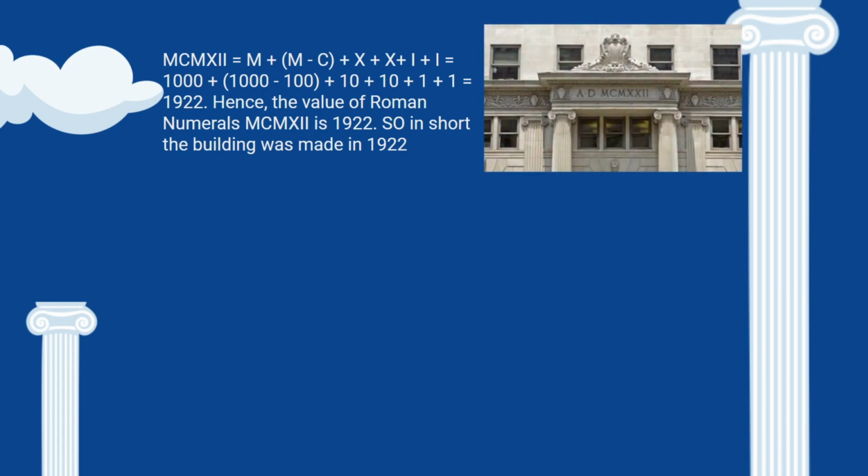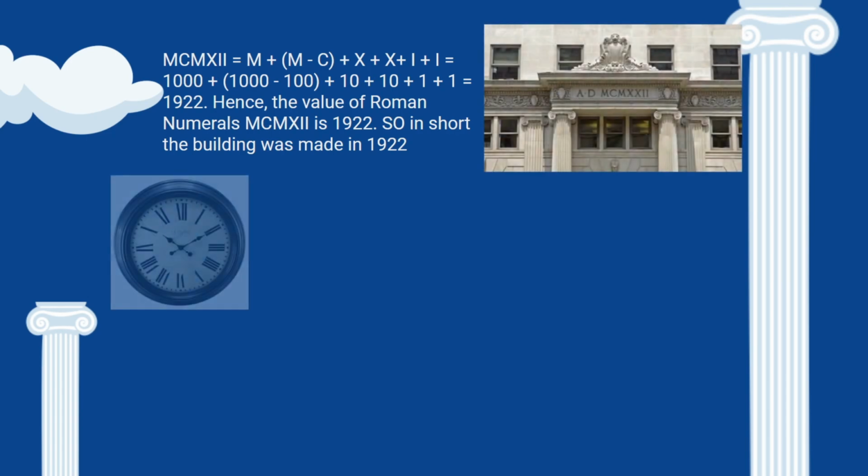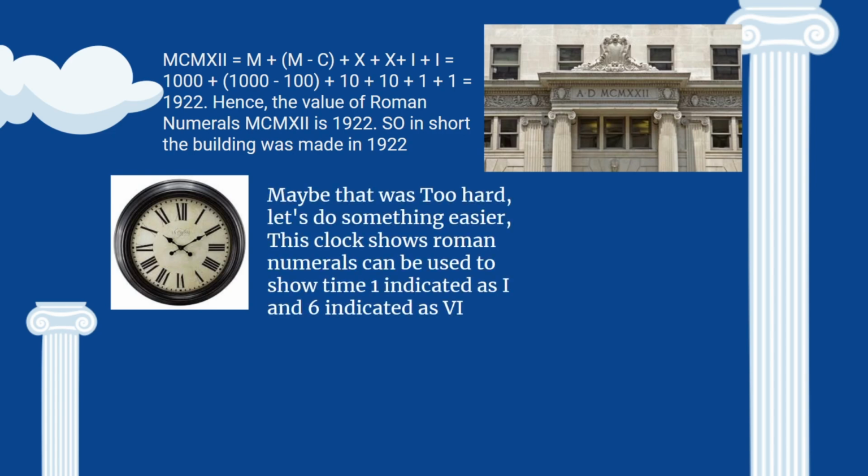Here's the image all over again. Now, you see this clock here we have. Maybe that was a little too hard. Maybe let's look into something easier. This clock is another form of Roman numerals. Each Roman numeral could be used to show a time, 1 indicated as I and 6 indicated as VI.